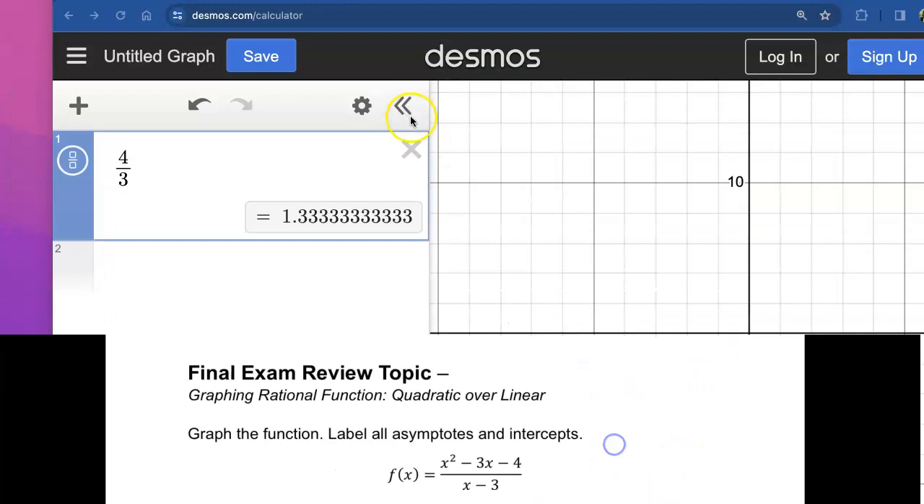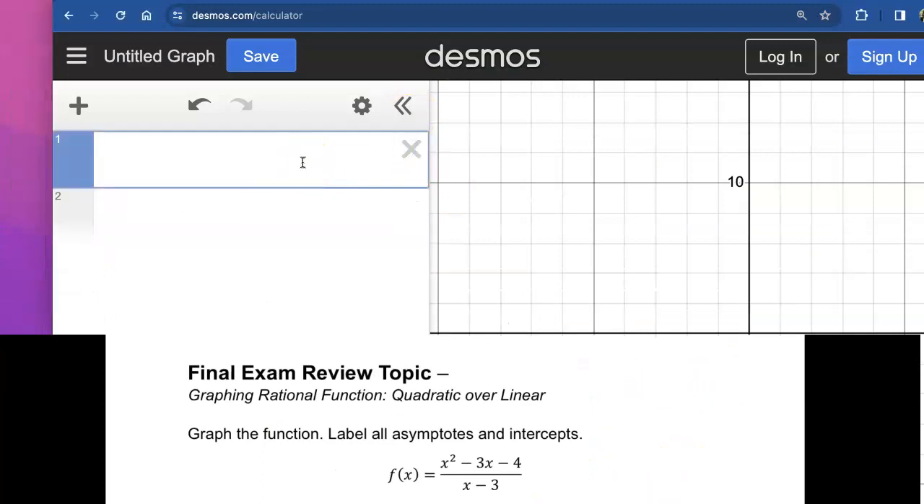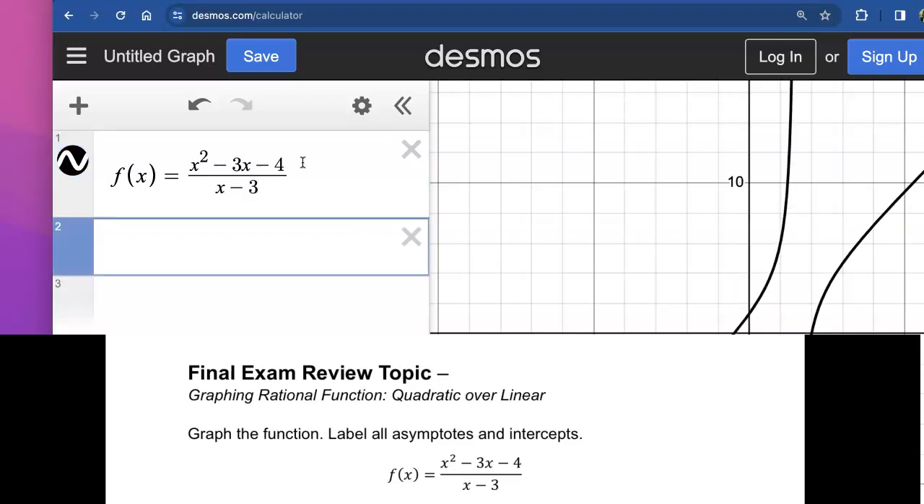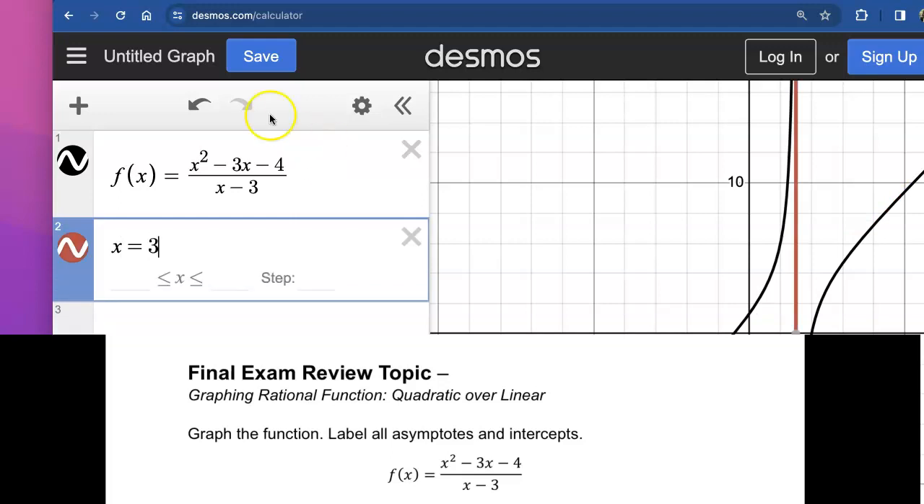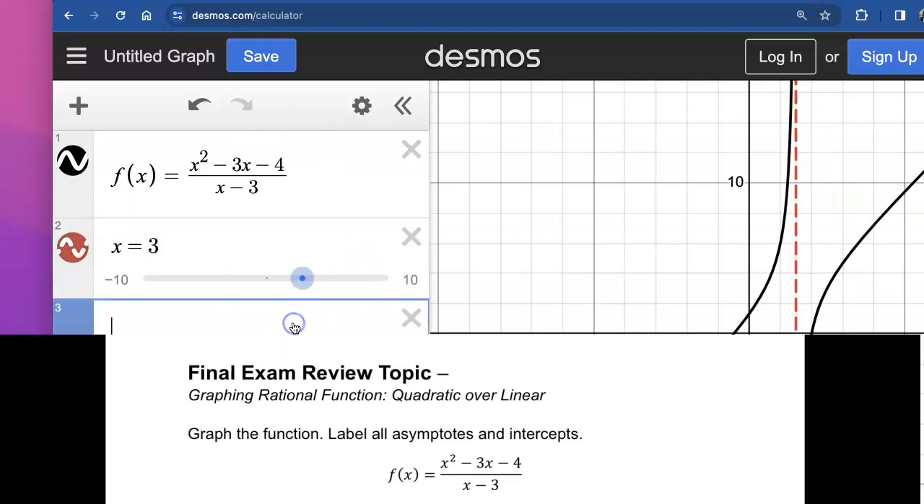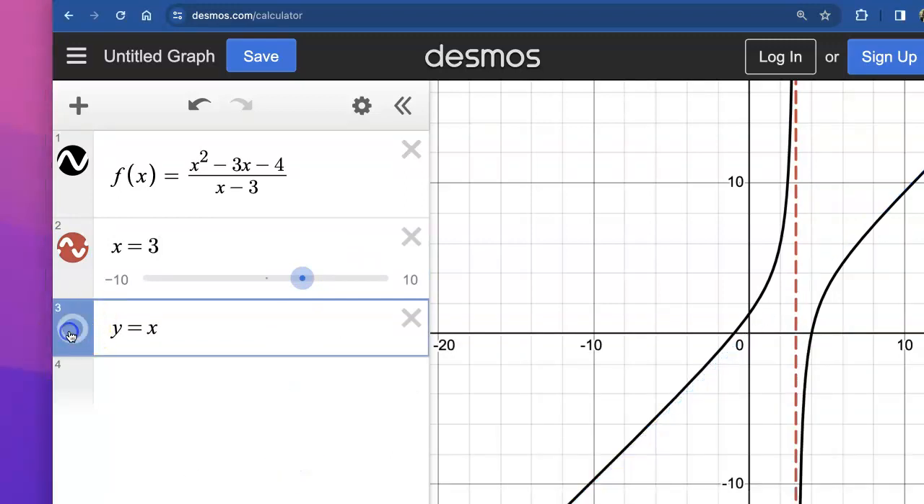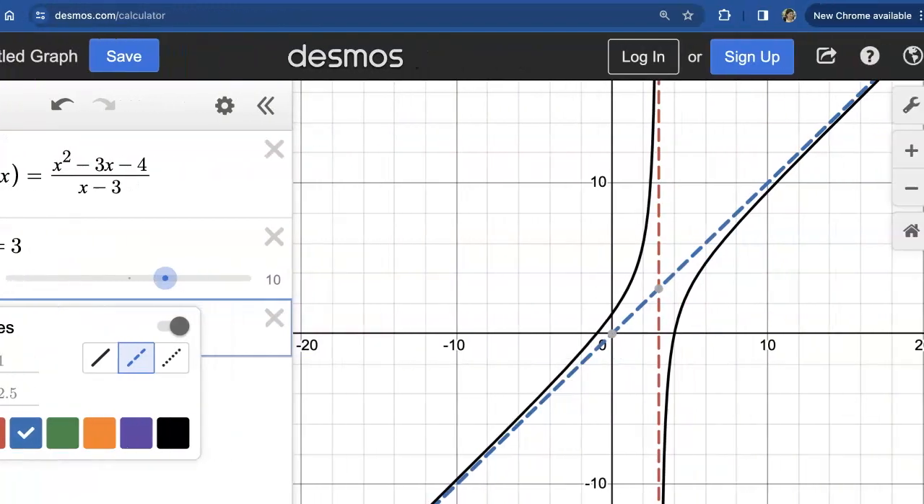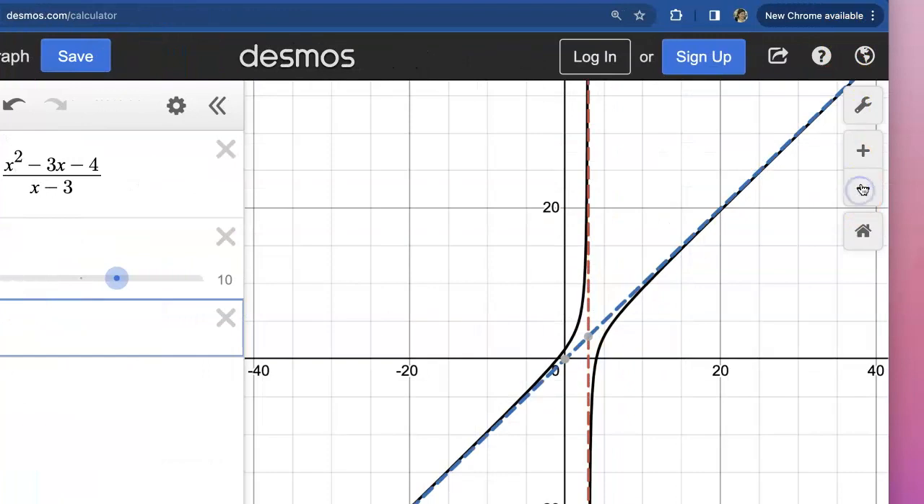So I'm going to go ahead and, because I have my graphing calculator open, I'll show you what it should look like, okay? So f of x equals x squared minus 3x minus 4 over x minus 3. Now that's the graph, but I'm also going to place in our vertical asymptote of x equals 3. And I'm also going to place our slant asymptote of y equals x using the dotted line tool, okay? And I'm going to show you that we got the right graph. Look at that, okay? Right?